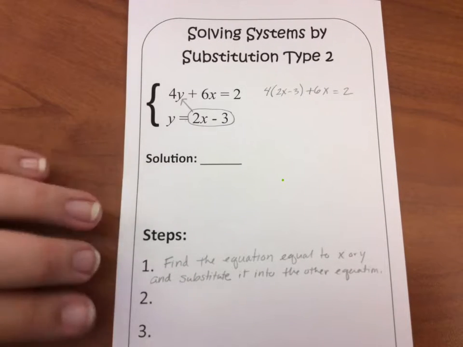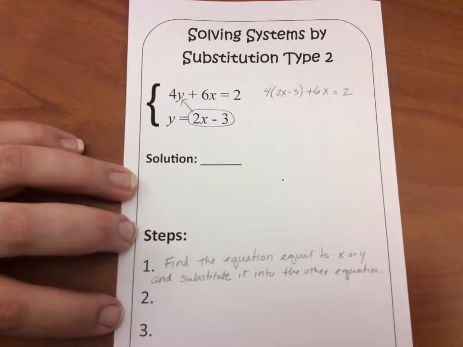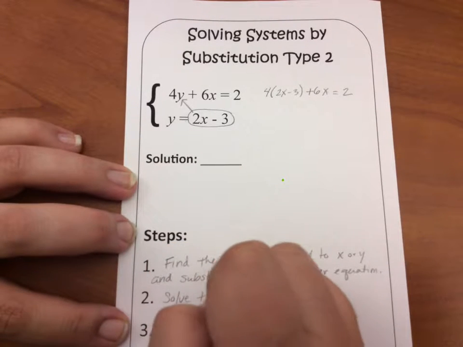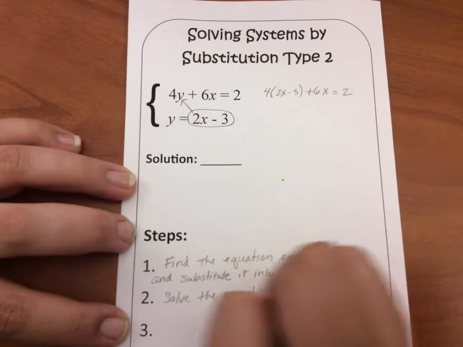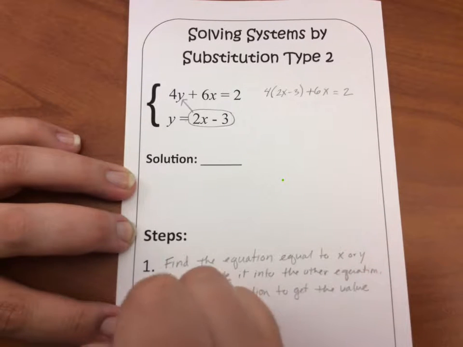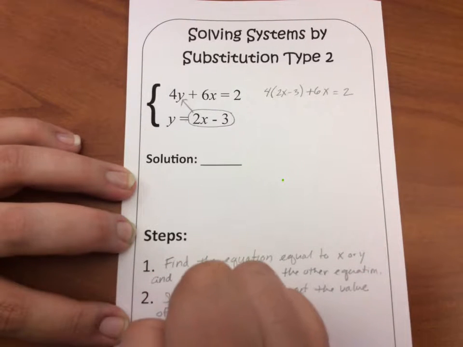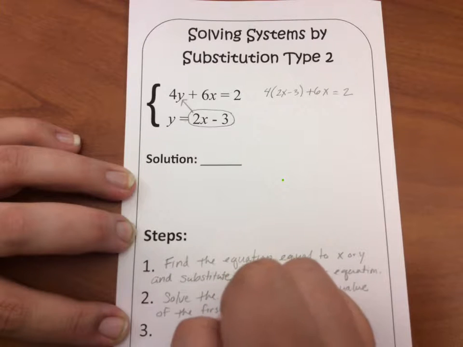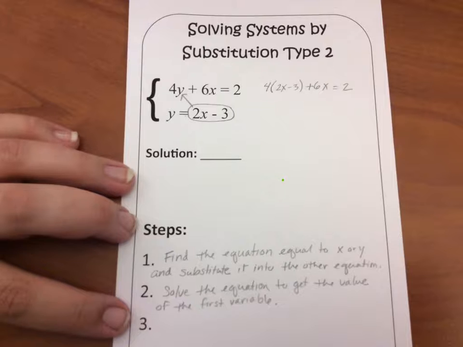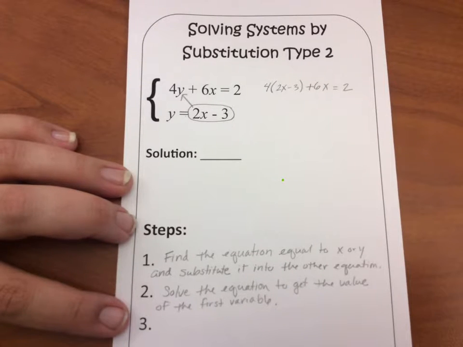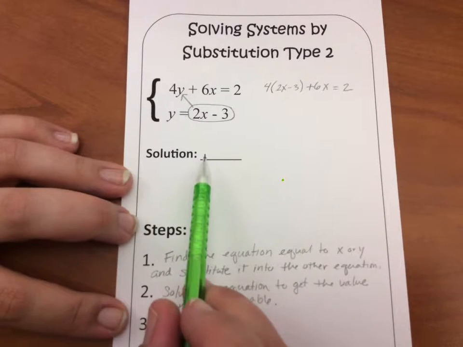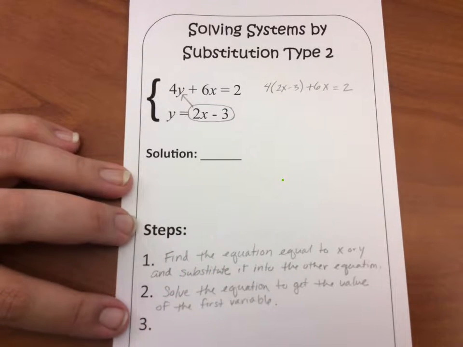Step 2 is to solve the equation to get the value of the first variable. So if I look at my equation, it only has the variable x at this point. So I'm going to solve this equation for x, and x will be the first part of my solution. I'm going to also need to find y, just like we did before.